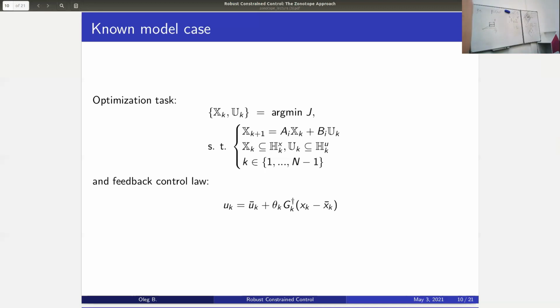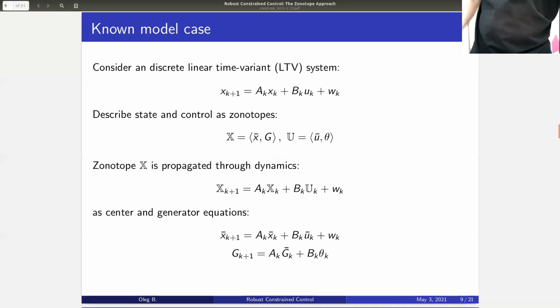It's a zonotope. X bar means center. X bar is at the center of the zonotopes, yes. You can see it. I thought it's the nominal trajectory. So it's the nominal trajectory. Physically, it's the nominal trajectory. It's the center of zonotopes, yes, which is the same as the nominal trajectory.